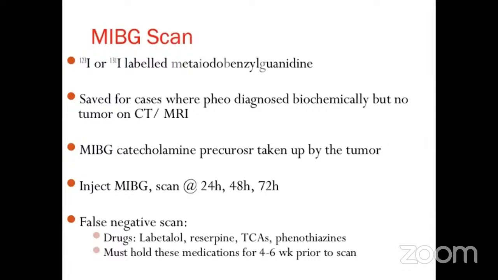This MIBG scan, an I-123 or I-131 labeled metaiodobenzylguanidine, is saved for cases where pheo is diagnosed biochemically but no tumor is seen on CT or MRI. MIBG catecholamine packets are taken up by the tumor. We will scan at 24 hours, 48 hours, and 72 hours after injection. There are some false negative scans because of drugs like labetalol, risperidone, tricyclic antidepressants, and phenothiazines. So we have to hold these medications for 4 to 6 weeks prior to the scan.